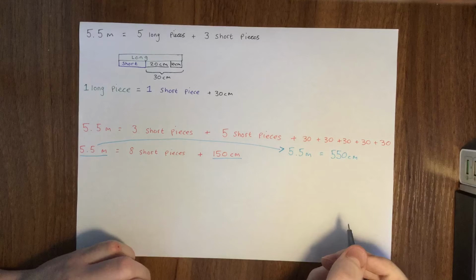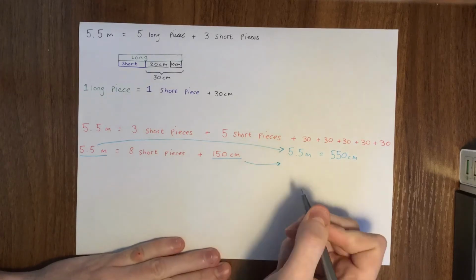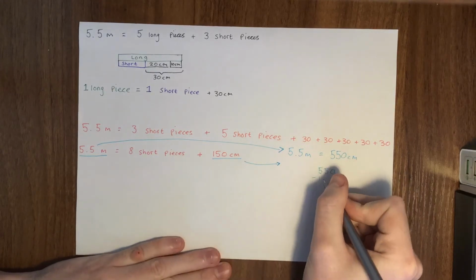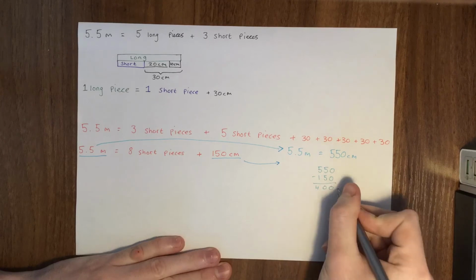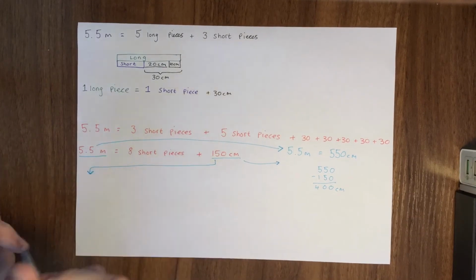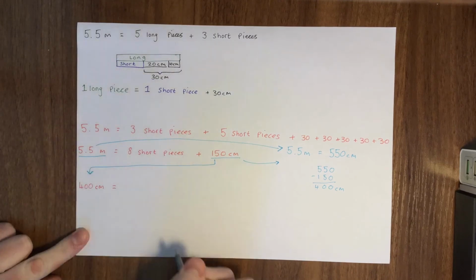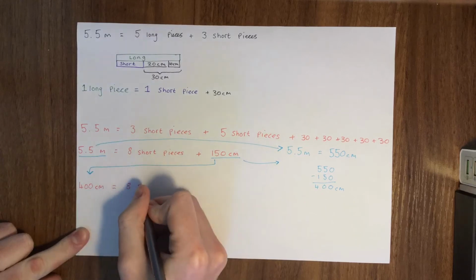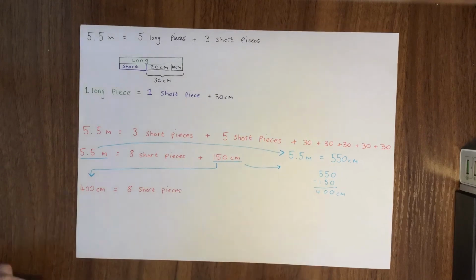I don't want the 150 centimetres hanging around on the same side that I'm talking about pieces, so I'm going to subtract that from one side, and that also means I subtract it from the other side too. So 550 take away 150 is equal to 400 centimetres. That tells me that 8 short pieces are equal to 400 centimetres.